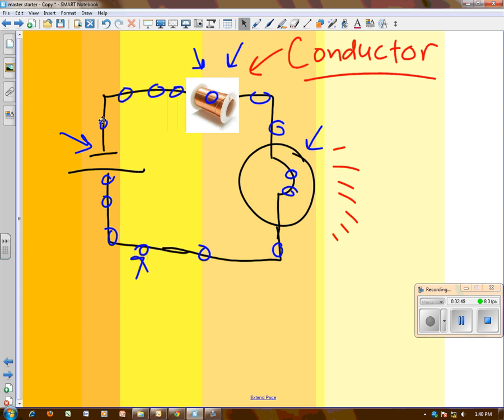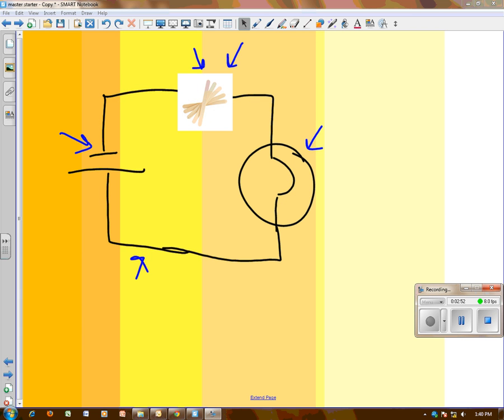However, what will happen if we try to fill the hole with wood in our circuit? So there's the hole in the circuit, and we put some wood in the hole, the broken bit of the circuit, and let's see what happens now. What do you think's going to happen? You tell me.